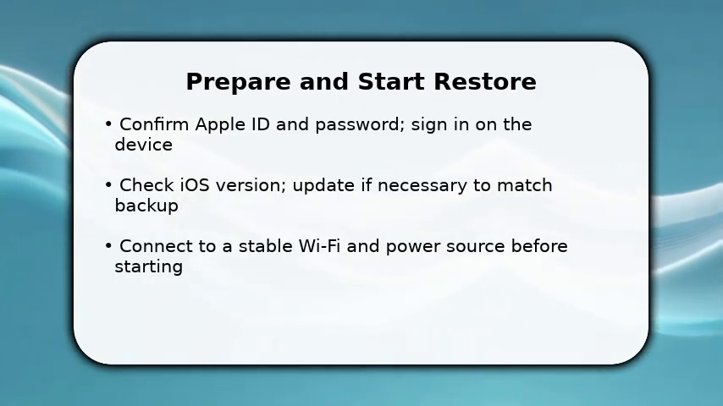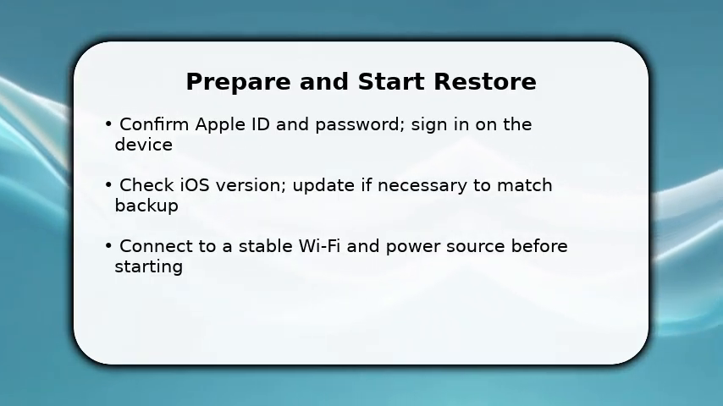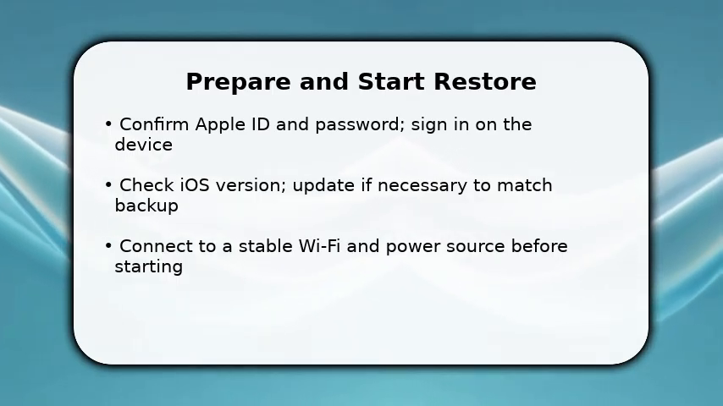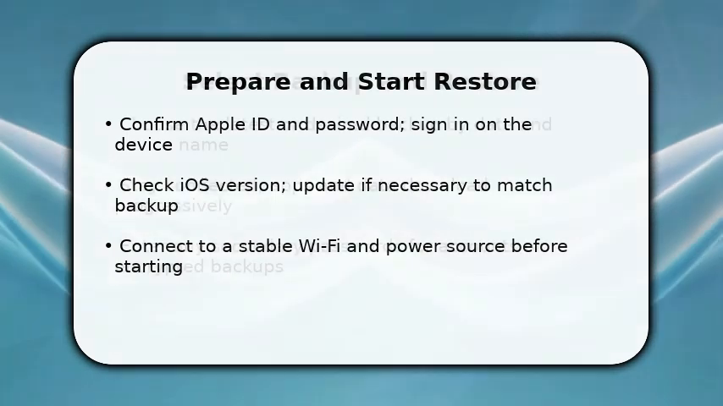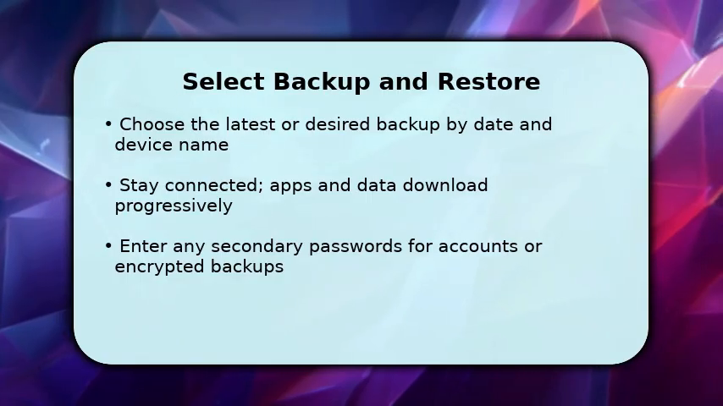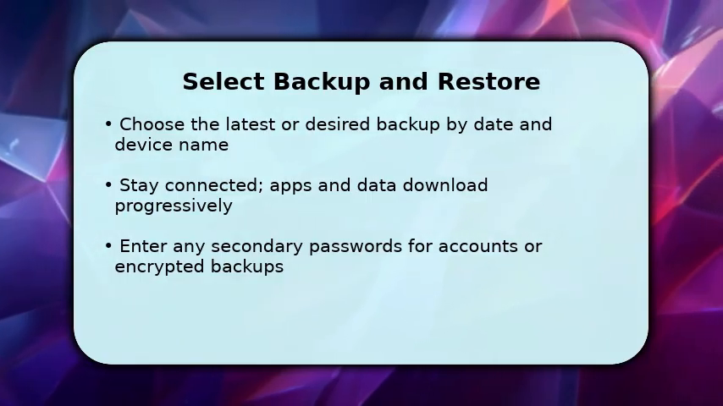Then go to Settings, tap General, and choose Reset or Transfer. Start the Erase All Content and Settings flow to reach the Restore from iCloud option. Now you'll select the specific iCloud backup you want. Pick by date and device name so you restore the correct snapshot.